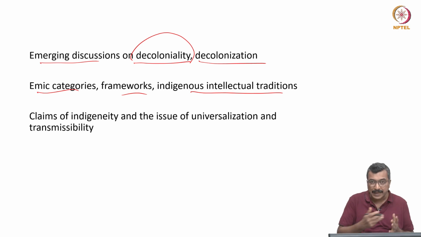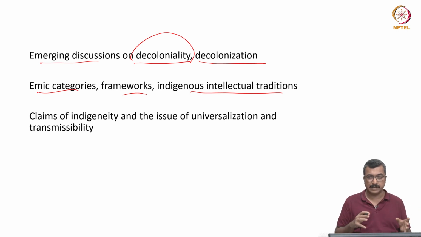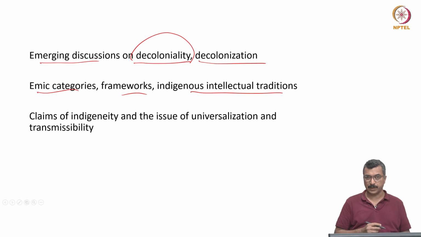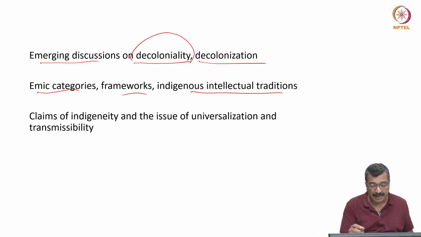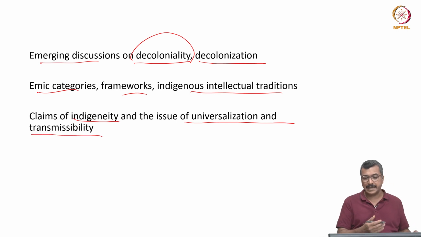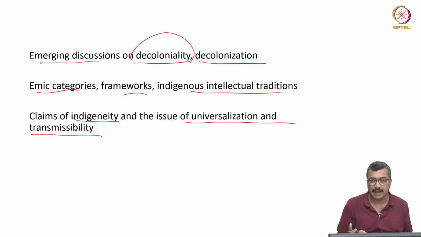So they are talking about emic categories from within the colonial societies, emic frameworks and indigenous intellectual traditions. Okay, traditions which are not influenced by the so-called foreign, but have emerged from within. And again, you know that the process of globalization has revitalized interest in indigenous intellectual traditions across the globe, and claims of indigeneity and the issue of universalization and transmissibility. So this is not a solution either, because many times you find that the claims about indigenous intellectual traditions as capable of explaining everything are highly problematic.